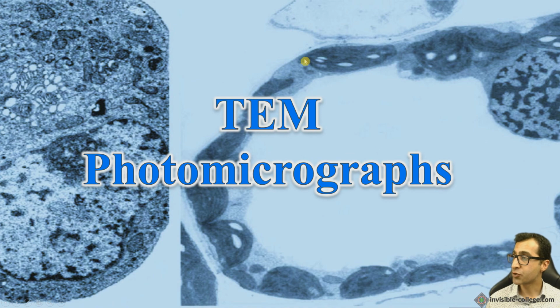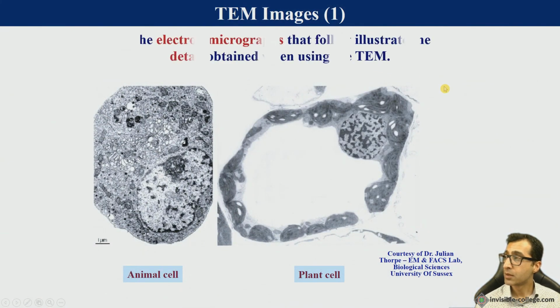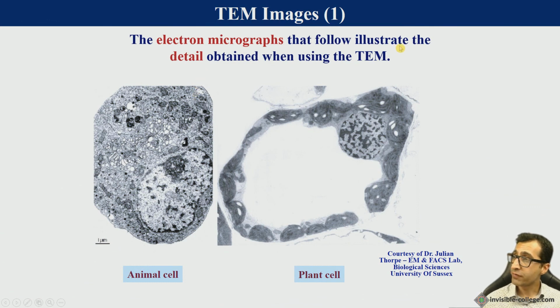So let's have a look at some transmission electron photomicrographs. These electron micrographs have been obtained using a transmission electron microscope. You can see the scale bar here. This is an animal cell, and you can clearly see the fine detail of the ultrastructure here, and also you can see in this plant cell the fine detail, including the chromatin present in the nucleus, and also the internal ultrastructure of some of these organelles that you see around here.